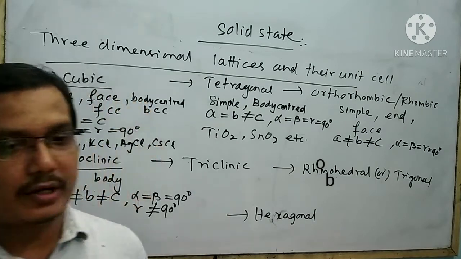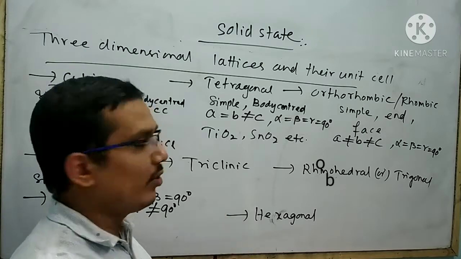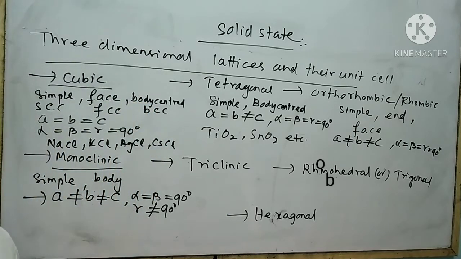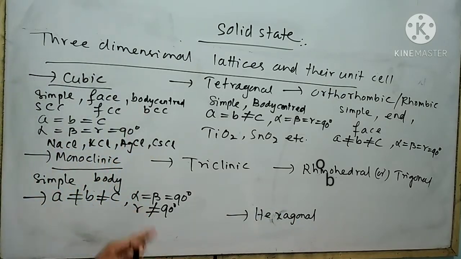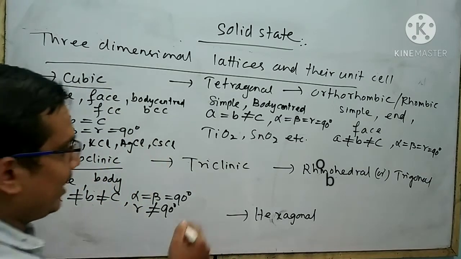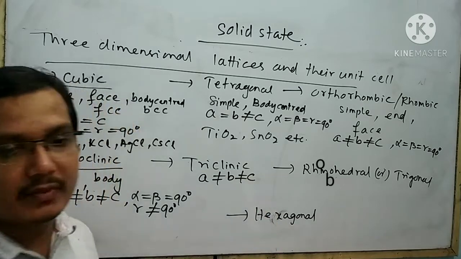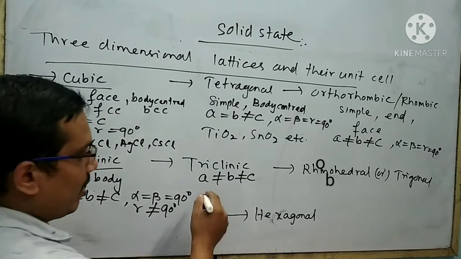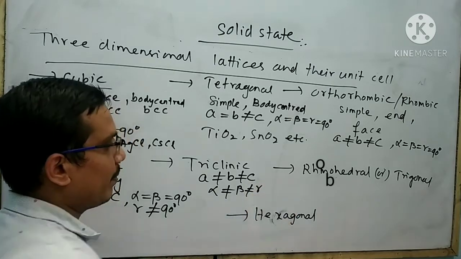Next is your triclinic unit cell. Here only the triclinic unit cell is possible. Here there is no possibility of face centered, body centered like this. You can think about only the triclinic unit cell. In this case, a not equal to b not equal to c. Here also alpha not equal to beta not equal to gamma.